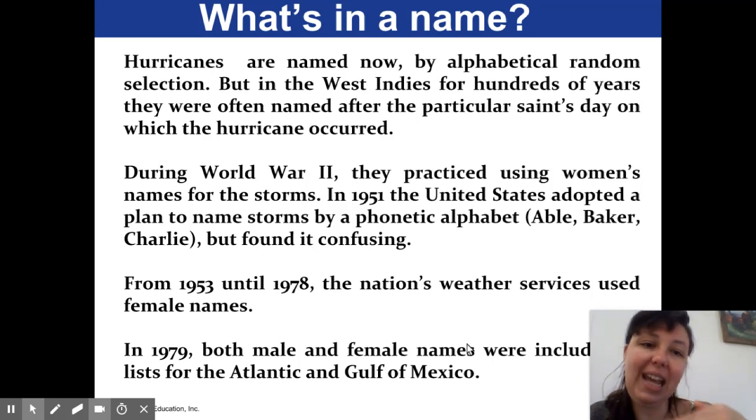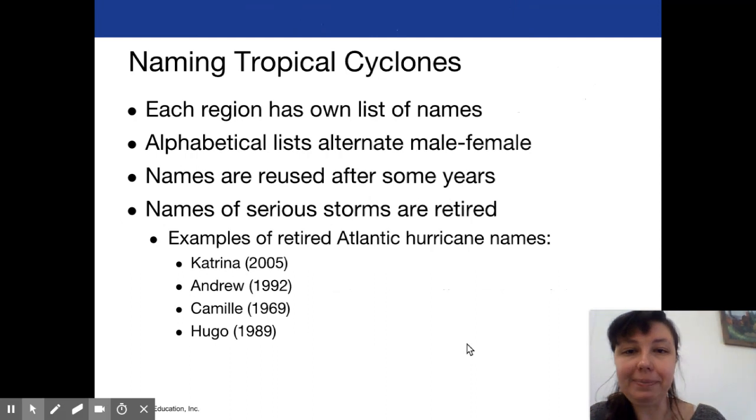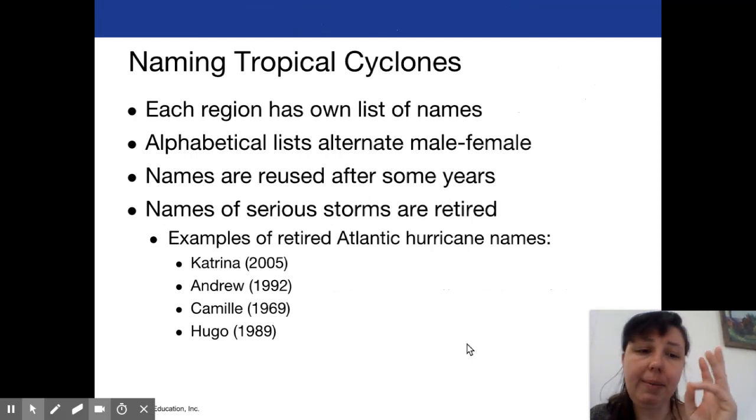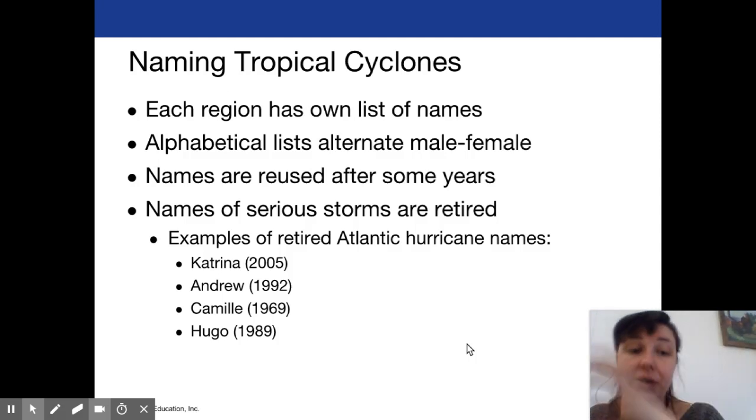And so if the A name tended to be a female-based name, the B name would be a male name, and we just kept going back and forth. And so that's what we go through with our naming system. Each region has its own list of names, and this is a more recent thing. So cyclones and typhoons that form out in the Indian and Pacific Ocean now have names, and they are culturally appropriate. They're names for that region based on that region. But we're doing the same thing that we've done here, now adopted over there.